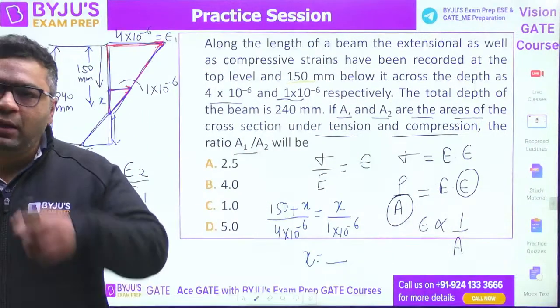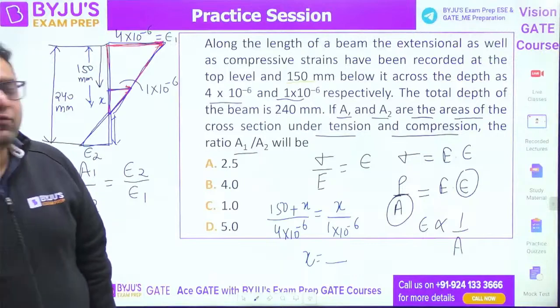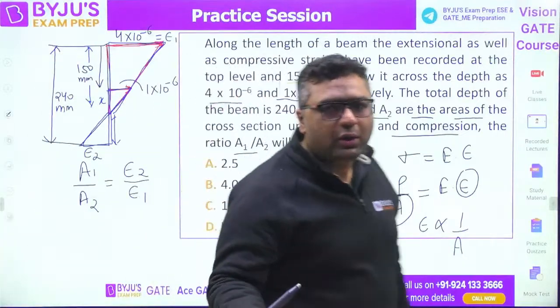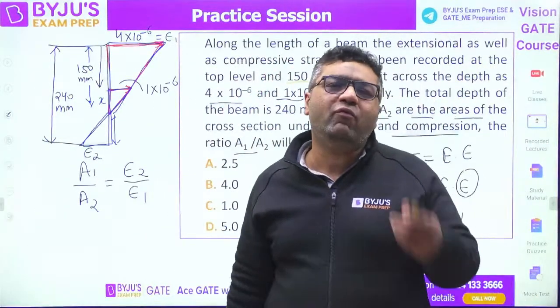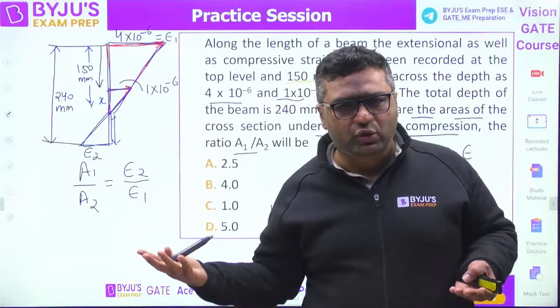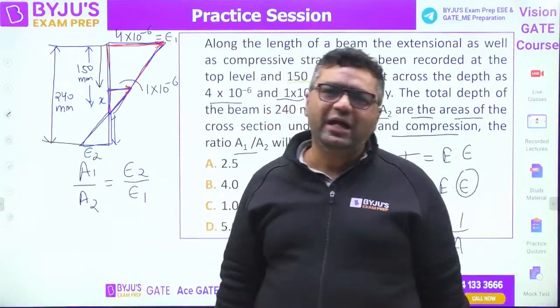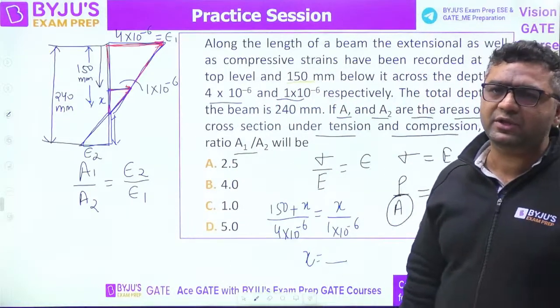Yes, Saman, that is fine, but if you are going to take it that way also, like M upon I, so you know what is I. I is a y square or a x square. So in that way also you will be having the similar thing. There is no problem in that.